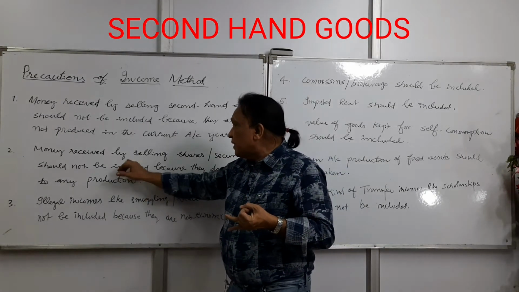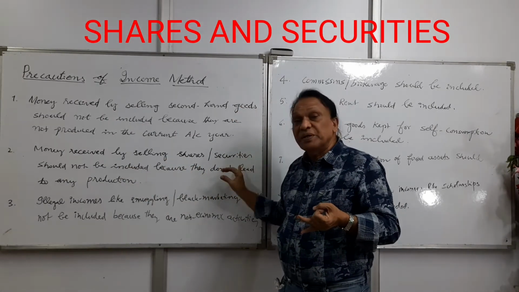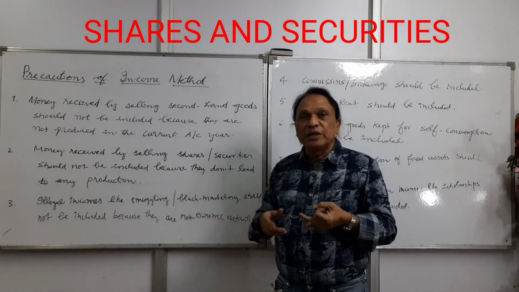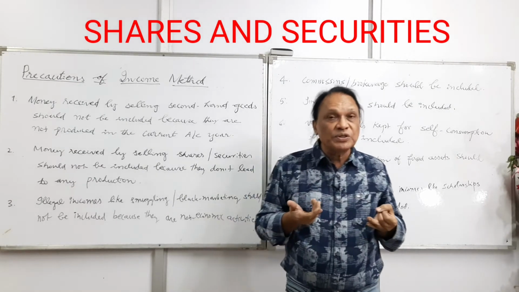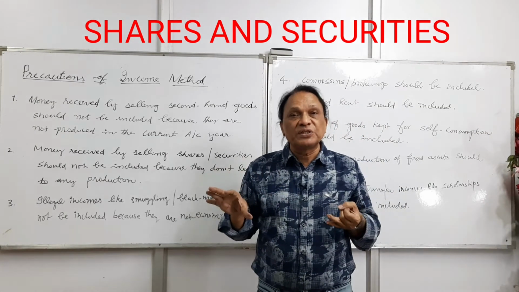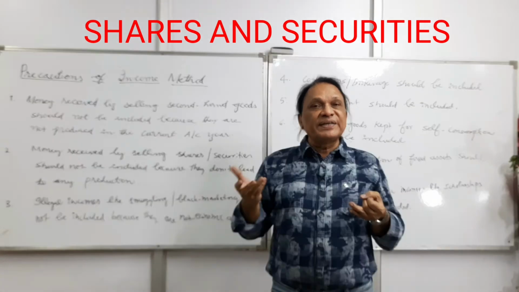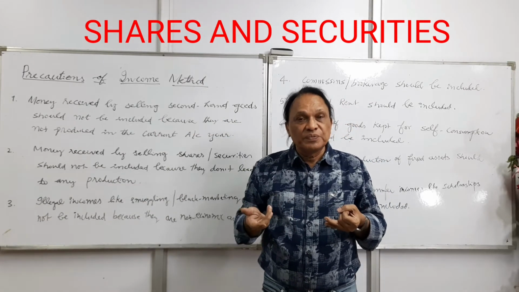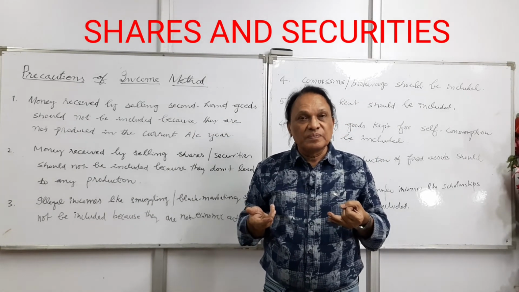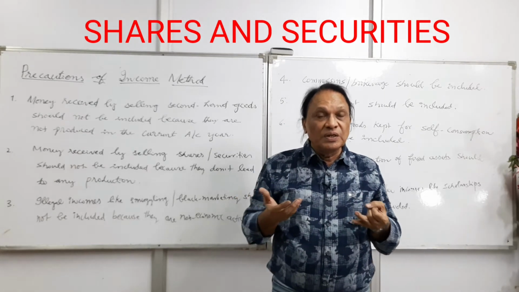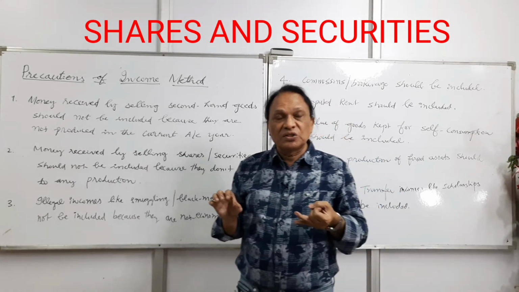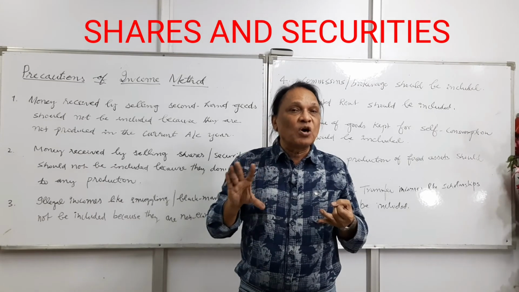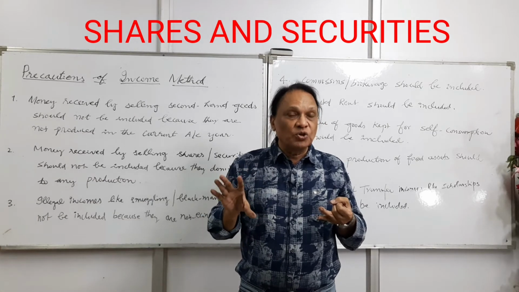Number 2, money received by selling shares, bonds, debentures, which we call securities, should not be included because they do not lead to any production. In the economy, you see people selling shares, bonds, debentures. That's not leading to any production. Every second, millions and trillions of shares and bonds are sold. Does it lead to any production? No. These are mere financial transactions. Only the ownership of shares has changed and no economic activity, no production has taken place. That should not be taken.